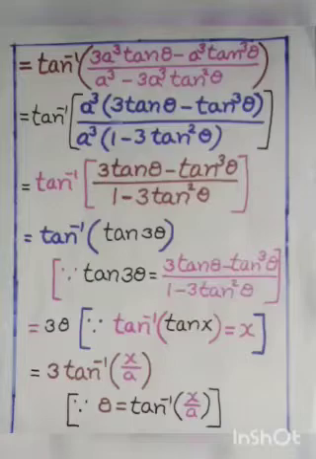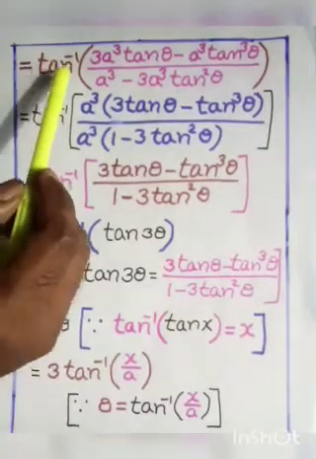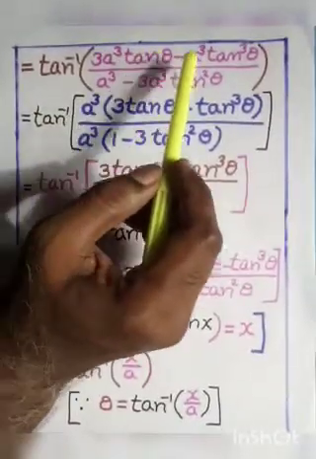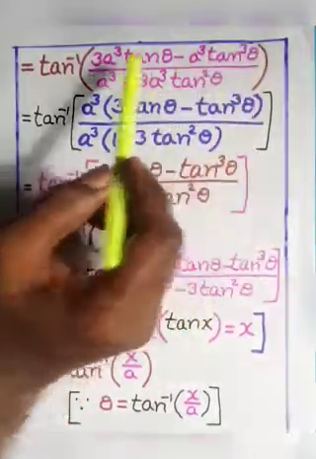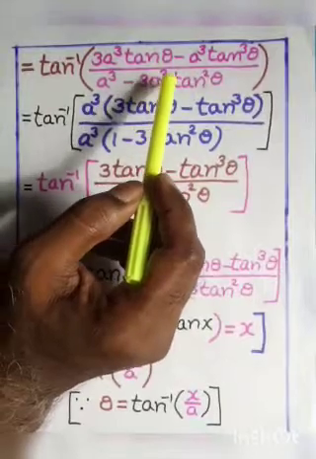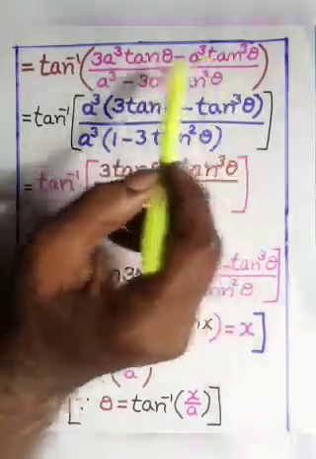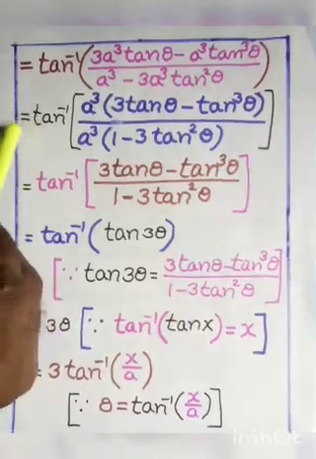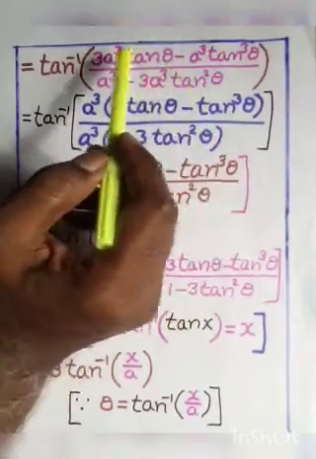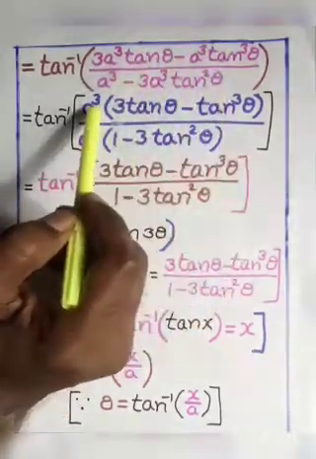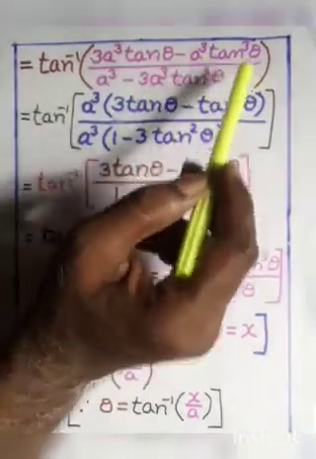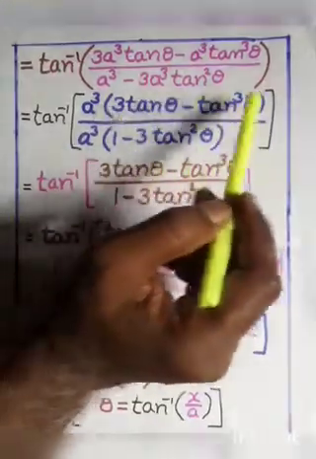That is equal to tan inverse of, in the numerator we get 3a cube tan theta minus a cube tan cube theta, whole divided by, in the denominator, a cube minus 3a cube tan square theta. Understood this step, my dear children? That is equal to tan inverse of, by taking a cube as a common factor in the numerator from these two terms, we get a cube of (3 tan theta minus tan cube theta). Understood this numerator part?